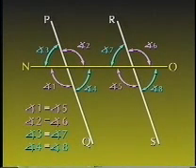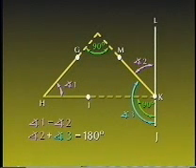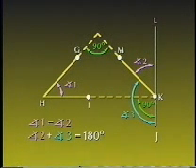Rule number 3. When two parallel lines are intersected by a transverse line, the corresponding angles formed are the same. As shown, angle 1 equals angle 5, angle 2 equals angle 6, angle 3 equals angle 7, and angle 4 equals angle 8. Rule number 4. Two angles are the same or supplement each other if their corresponding sides are perpendicular. As shown, angle 1 equals angle 2, and angle 2 plus angle 3 equals 180 degrees.